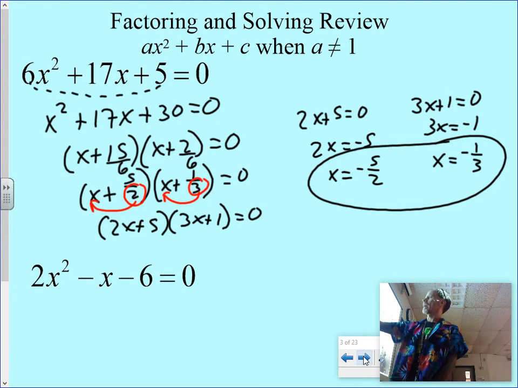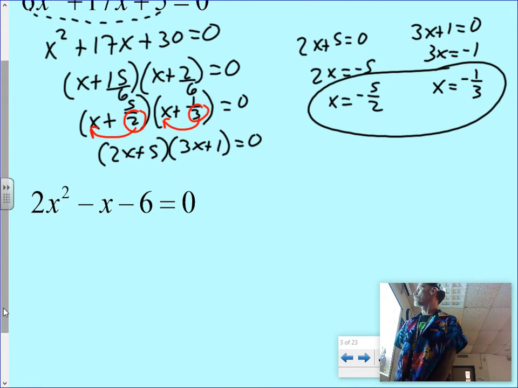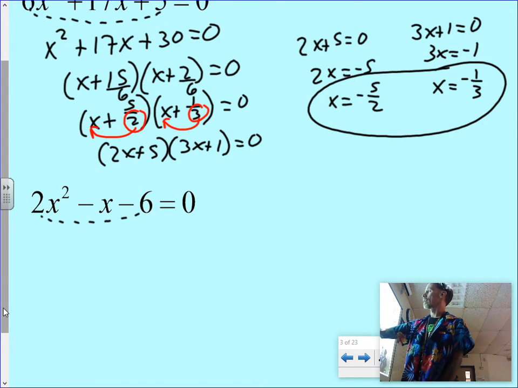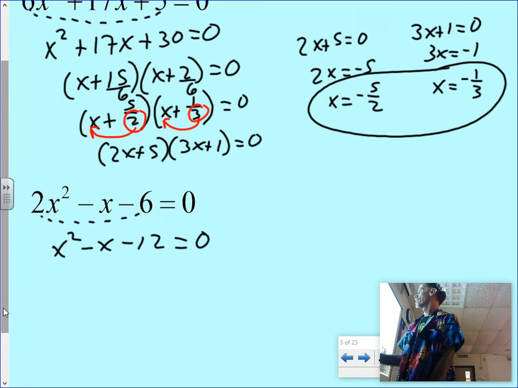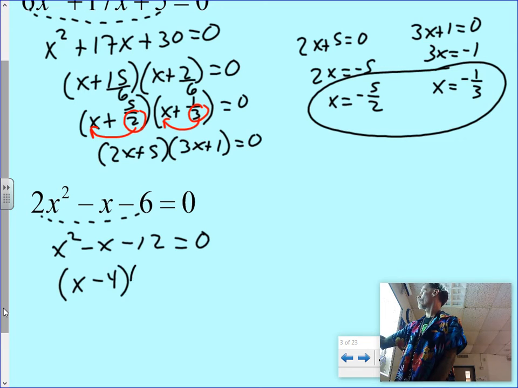I'm going to do one more example, then I'm going to turn you guys loose. So last one here. So again, multiply a times c. So in this case, it comes out to be negative 12. So we got x squared minus x minus 12. Factor like normal. So multiplies to negative 12, adds to be negative 1. So that's going to be negative 4 and positive 3.